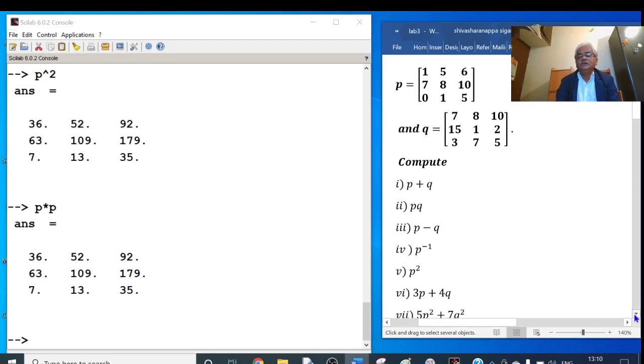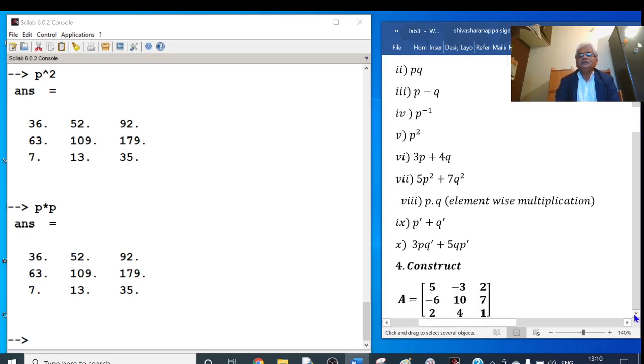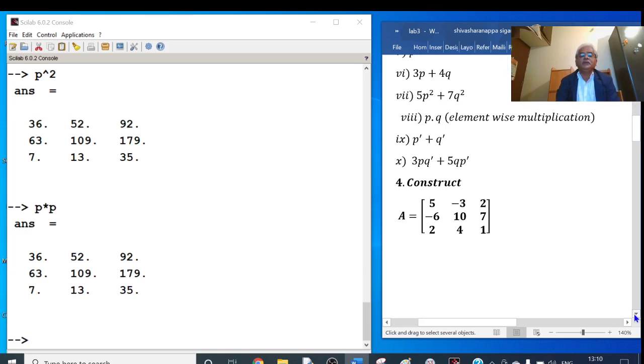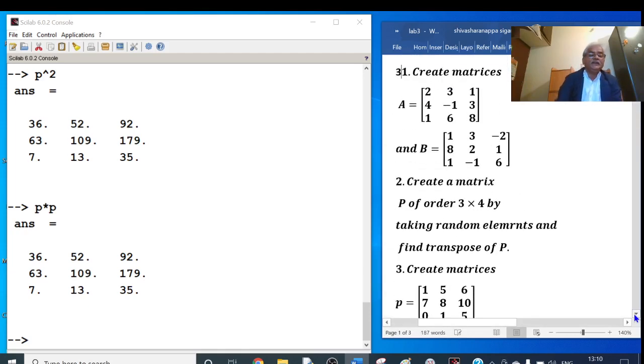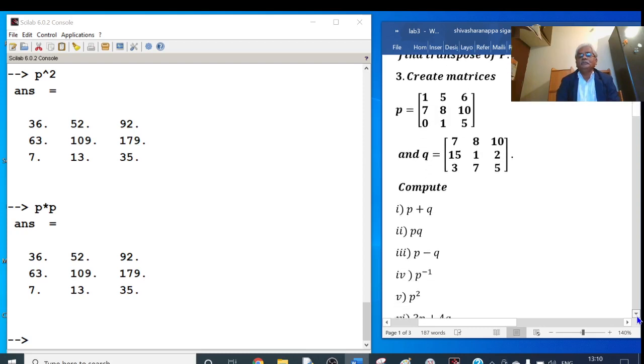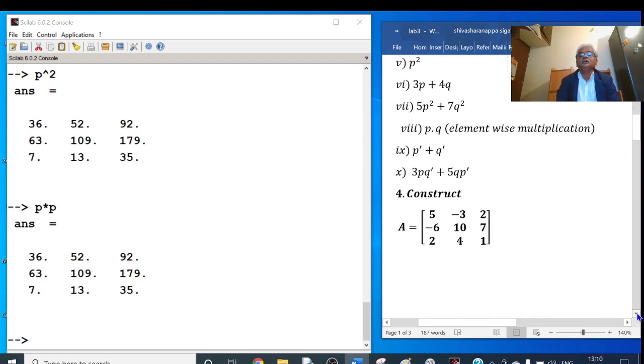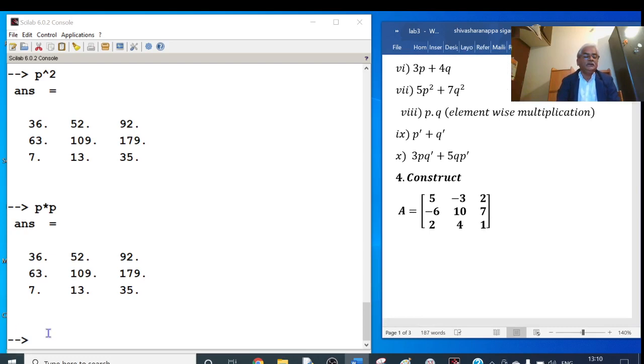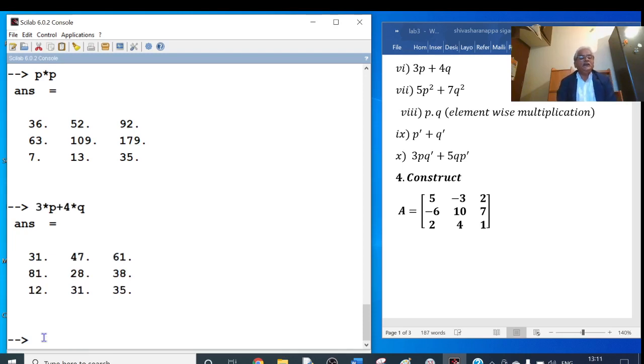Next, 3P plus 4Q. We have tried 3 star P plus 4 star Q. Press the enter button. I am getting 3 into P plus 4 into Q.